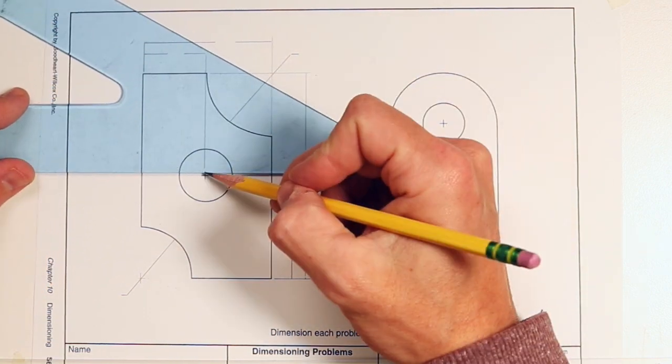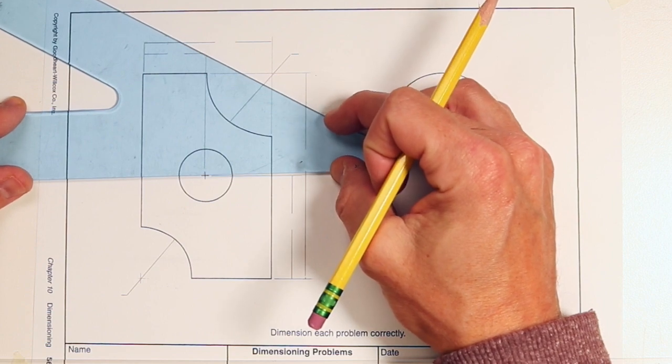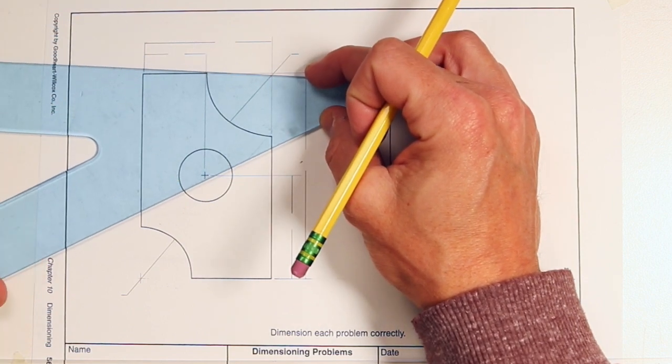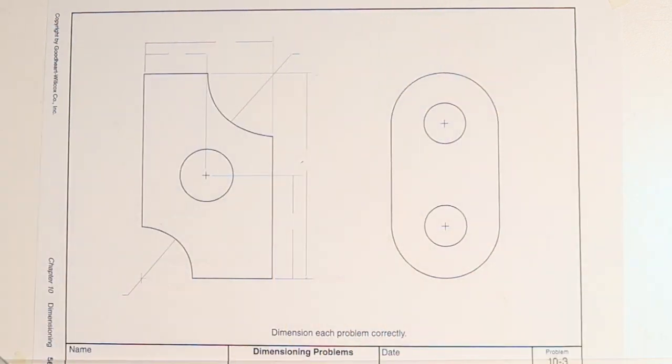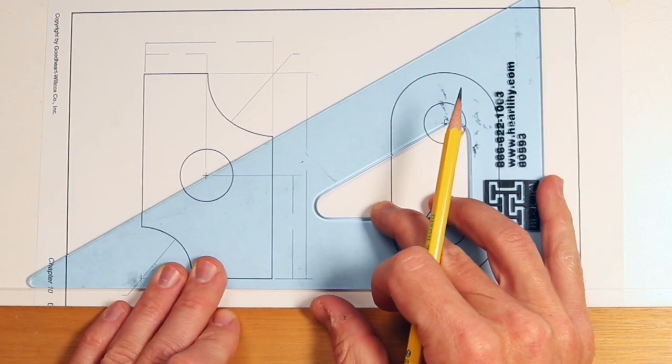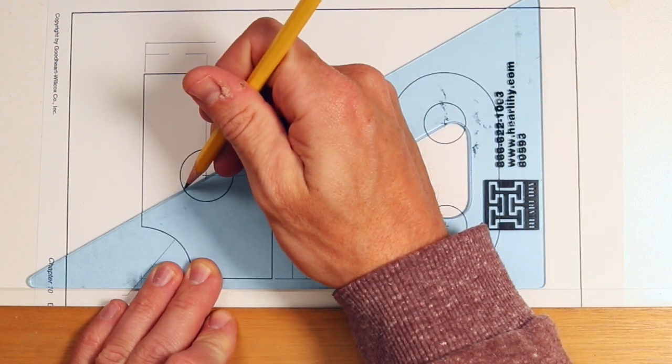So start with your straight edge on the center point, then make sure you angle it more than 15 degrees. If you're using your 30-60 triangle, well, you can use either side, or you could use your 45-degree triangle. So if I do this, I know it's more than 15 degrees, and I can angle out.